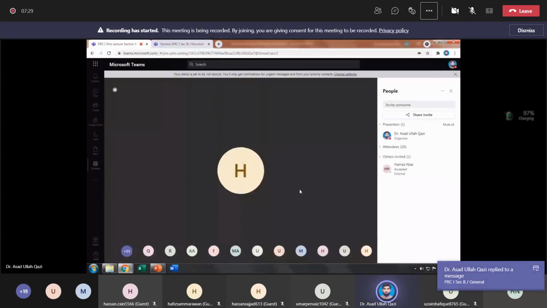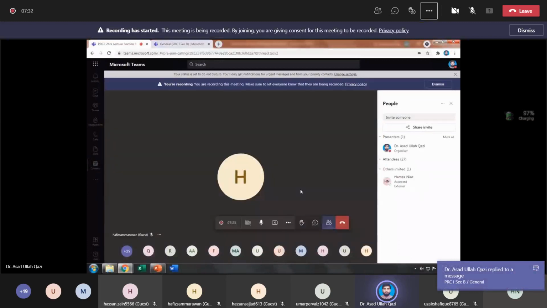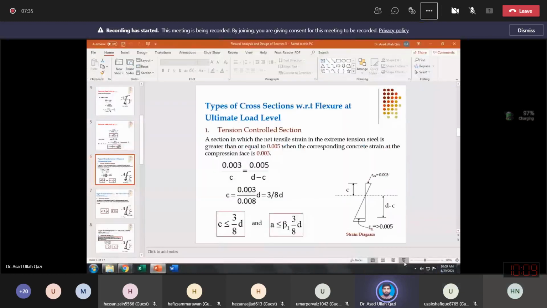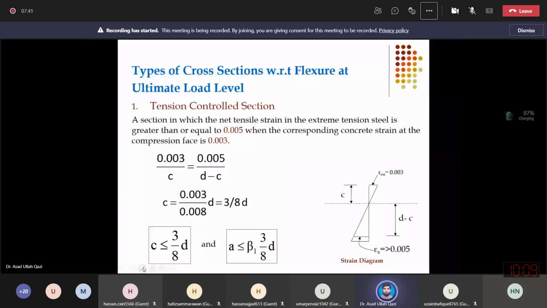Okay, now this tension control section is one which will be showing at the cross section at ultimate load against crushing of concrete 0.003. Steel will be at either equal to or greater than 0.005.